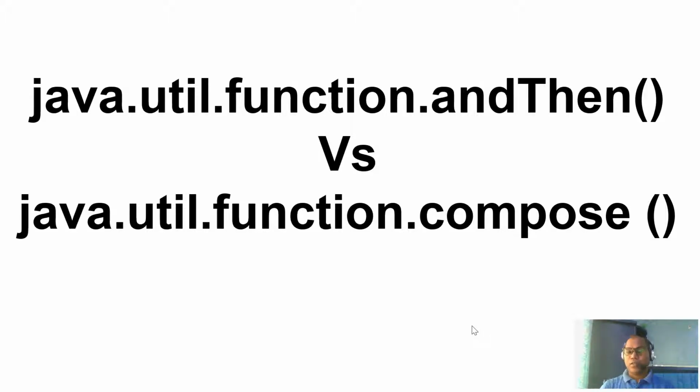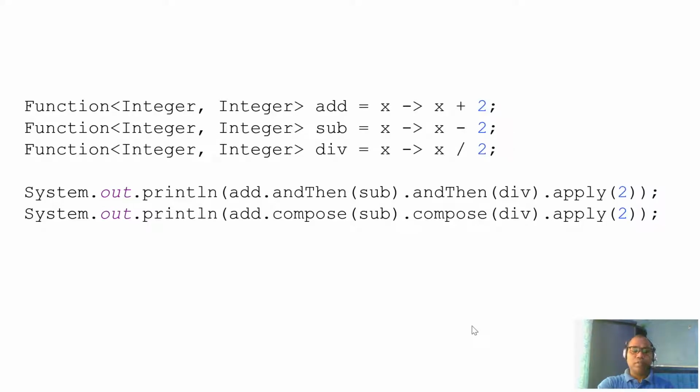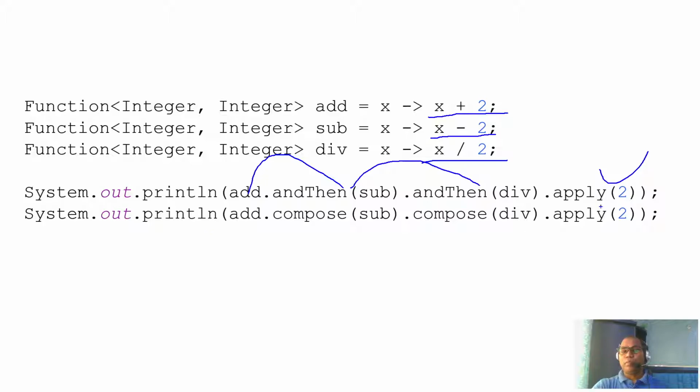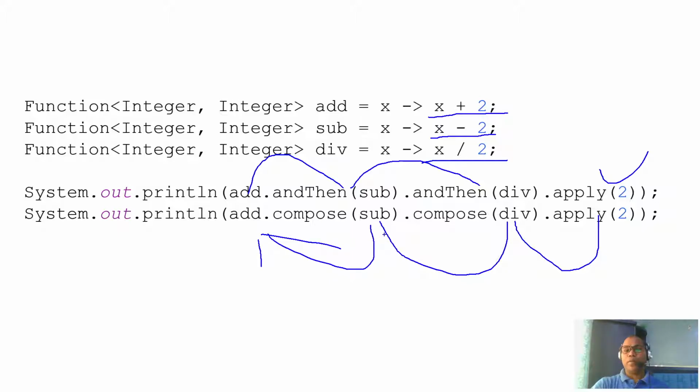Okay, so this is your code. These are your add function, subtract function, and division function. Similarly, first and then, and whatever the input. But here, first apply this, this, and this. So this is the flow that happens here, and this is the flow that happens here.